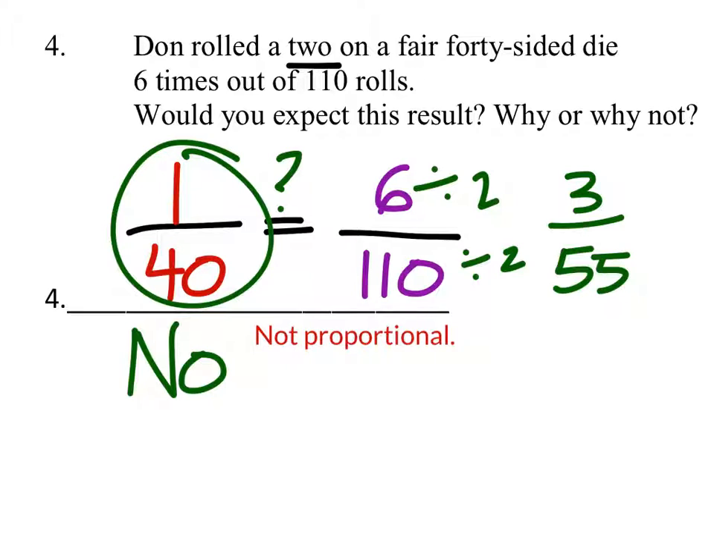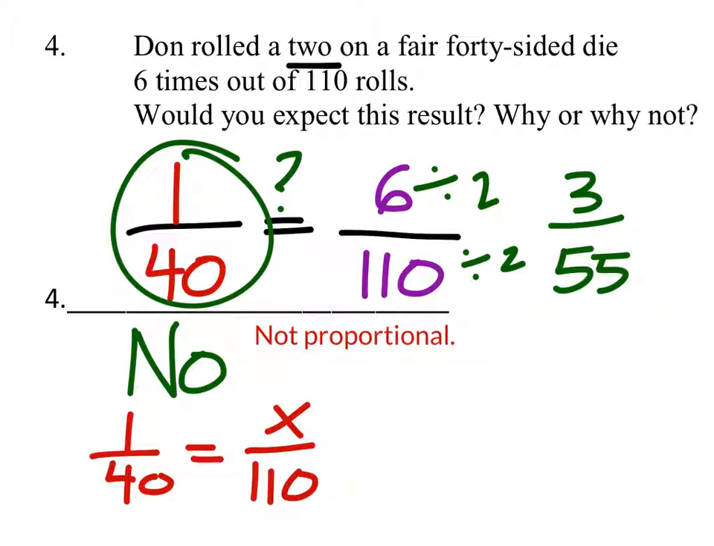All right, another way to do this is you could have made the 1 out of 40 and made it equal to something out of 110 and just see what you've gotten. If x was 6, then it would have been proportional, but in this case it definitely would not have been.